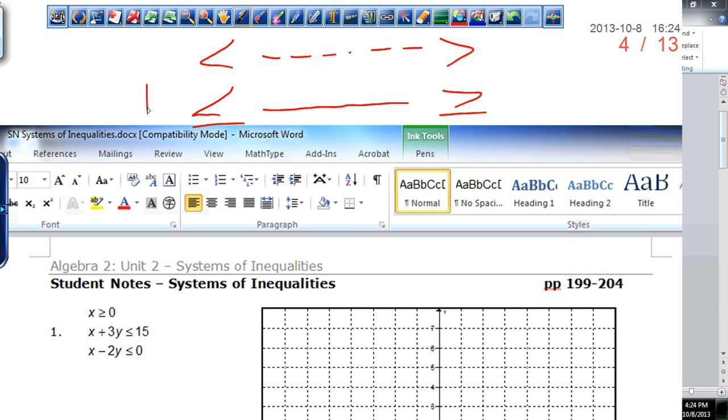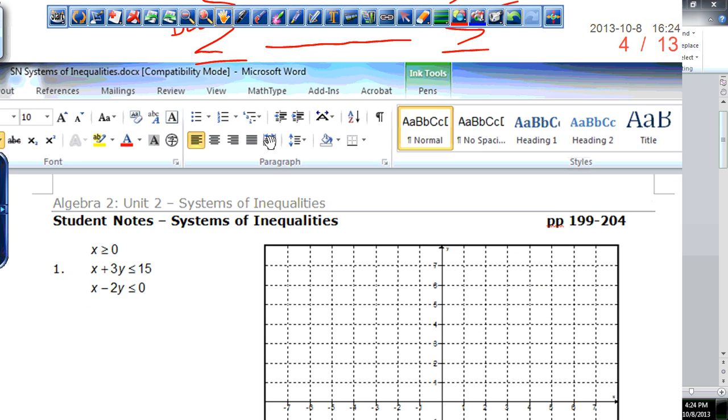Anytime we have less thans, we're going to shade below. And anytime we have a greater than, we shade above. Okay, so commit that to memory. That's something from Algebra 1 that you have heard before. Please write that down somewhere in your notes.